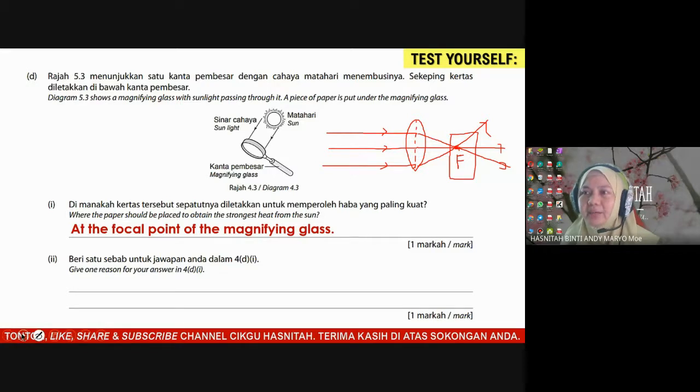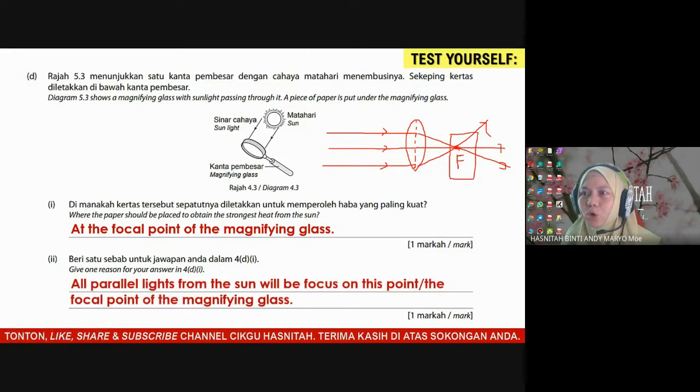What is the reason? Because all parallel light from the sun will be focused on this point, the focal point of the magnifying glass. So this is how to answer this kind of question. Again, where to place the paper to obtain the strongest heat? We place it at the focal point. Why? All the parallel light will be focused on this point.